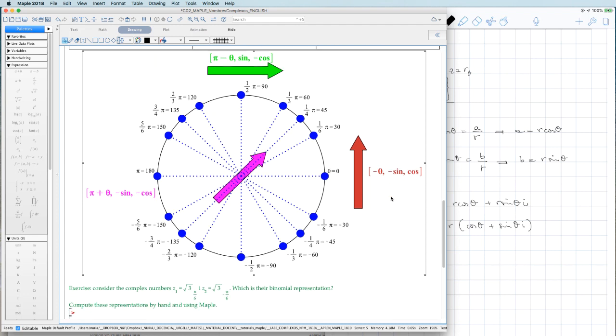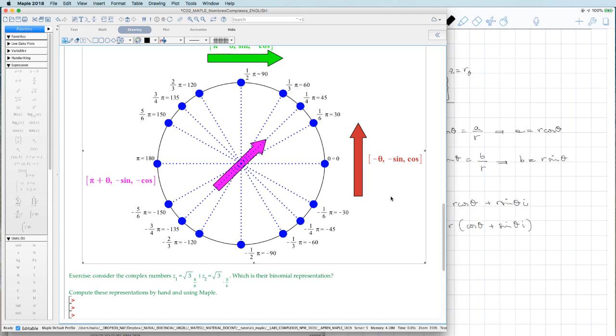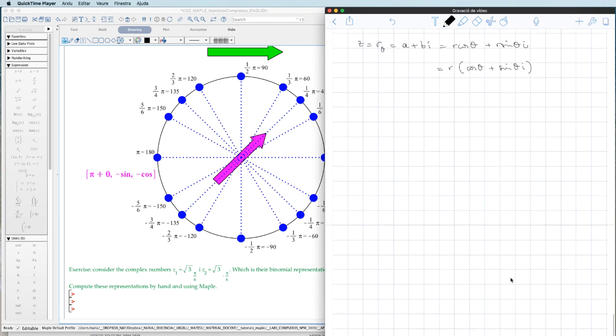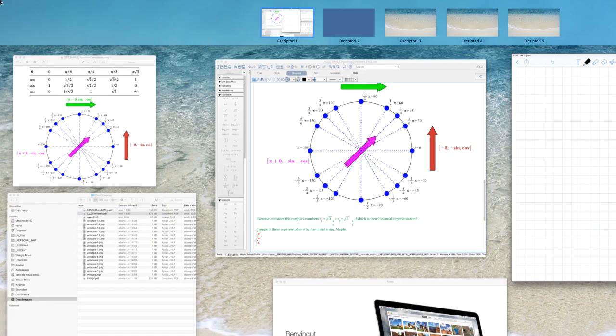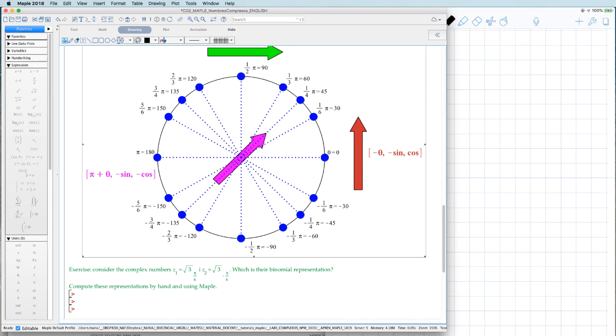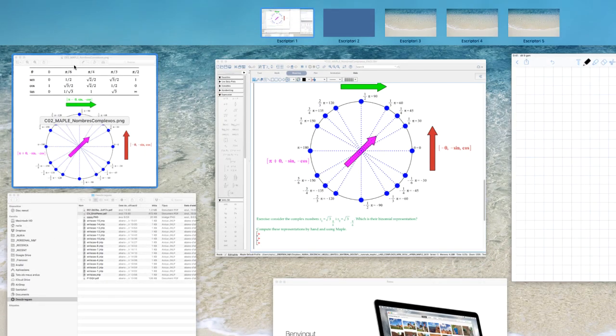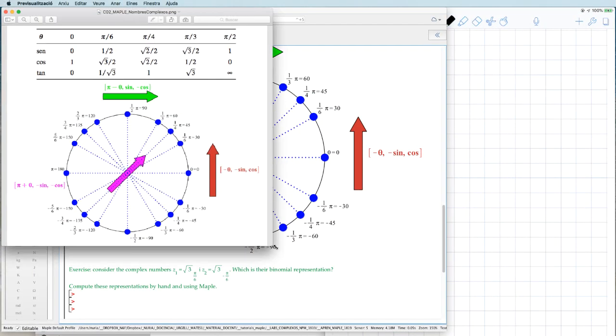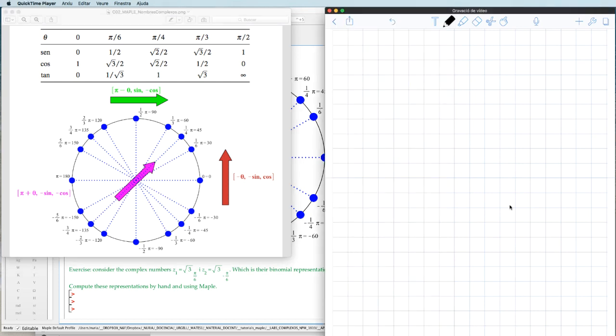So let's do this exercise. Consider these complex numbers and compute their binomial representation. The first thing that we need to remember always when doing these exercises is that we need to remember this table. Always put this in an exam.